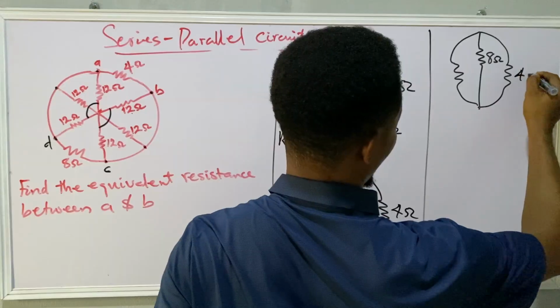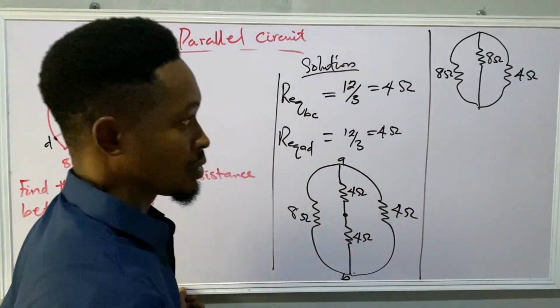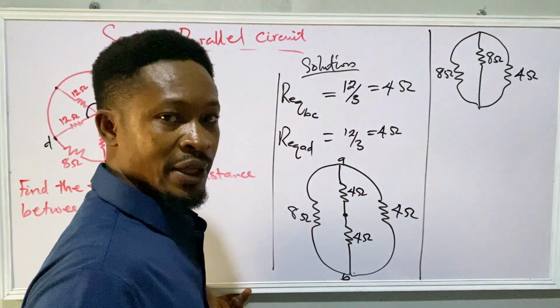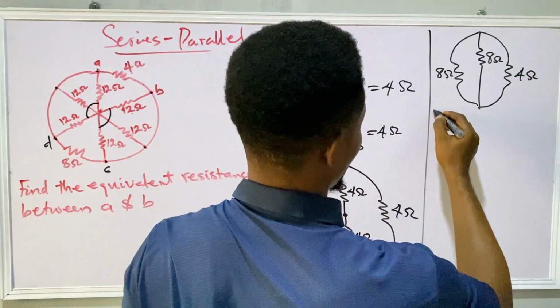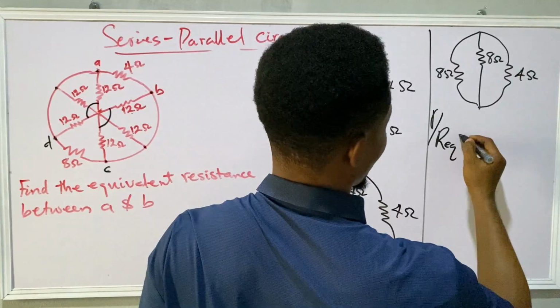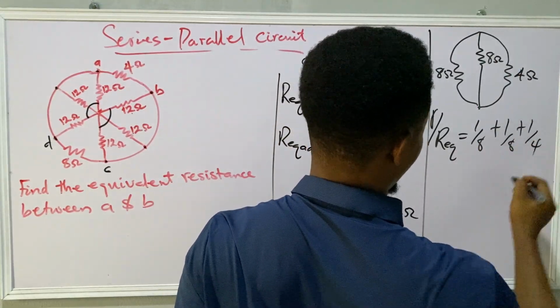Here we have 4 ohms, and here we have 8 ohms. So at this point, they are all in parallel. That means 1 over R equivalent equals 1 over 8 plus 1 over 8 plus 1 over 4.